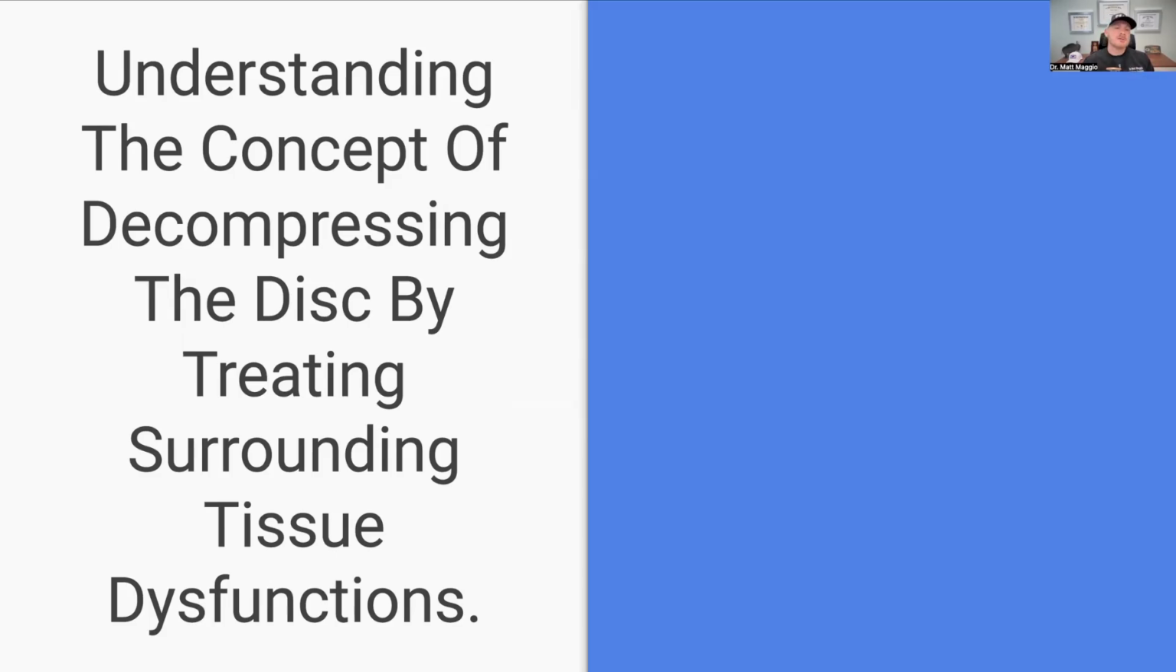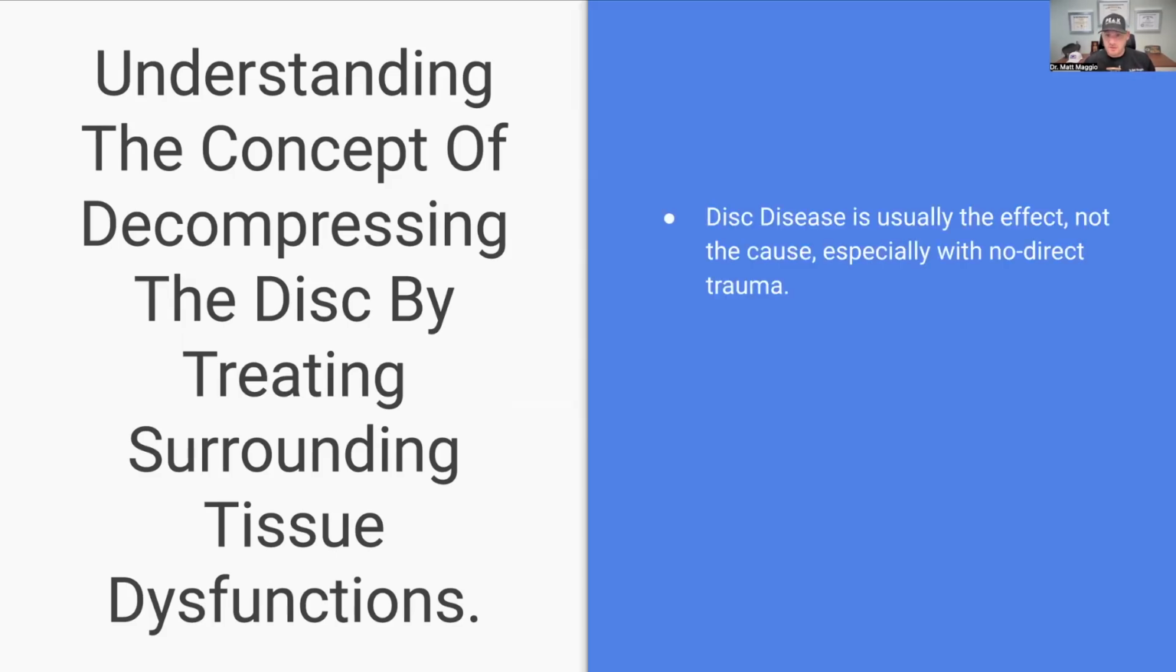I talked in earlier videos, a lot of times the disc is the effect, it's not the true cause. So what we really need to do is decompress that and take the pressure off of there. So disc disease, as I've said throughout this entire series, is usually the effect, not the cause, especially when we don't have a direct injury or trauma to the area. A lot of times it's just that repetitive overuse, and then the discs eventually get beat up. Like I said, it starts in the muscles, then goes to the nerves. The force has to go somewhere, then it goes to the disc.